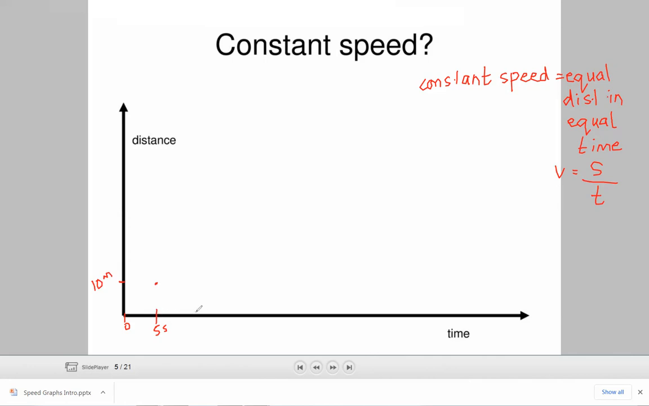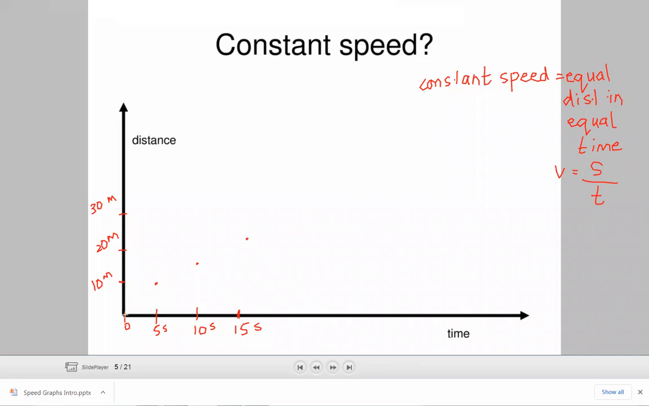Then again, during the next 5 seconds, that would be 10 seconds, my car should again cover a distance of 10 meters and it should be at 20 meters. And since this is constant speed and my car is covering equal distance in equal intervals of time, so at 15 seconds, it should again have covered 10 more meters and it should be here at 30 meters. So if you keep on doing that, you would see that you come across a straight slanting line.